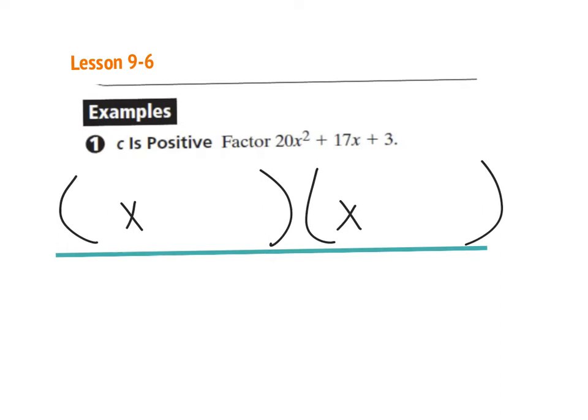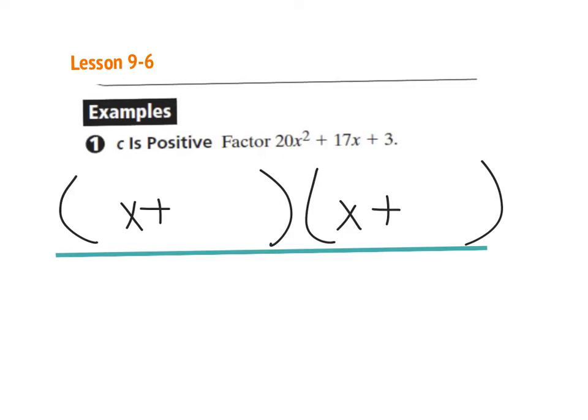So I look to my third term. Since that third term is plus in this situation, I know my signs are going to be the same. Now, are they both positive or are they both negative? Well, my second term tells me the actual signs, and this is going to be both positive. So that tells me that my outers and inners add up to that middle term.